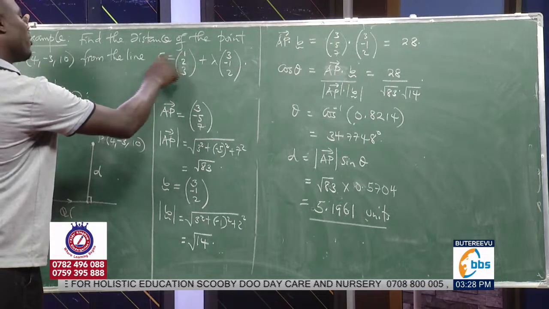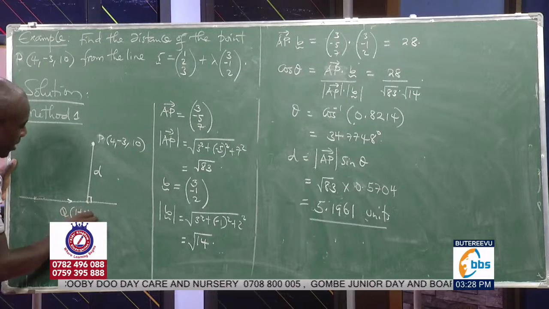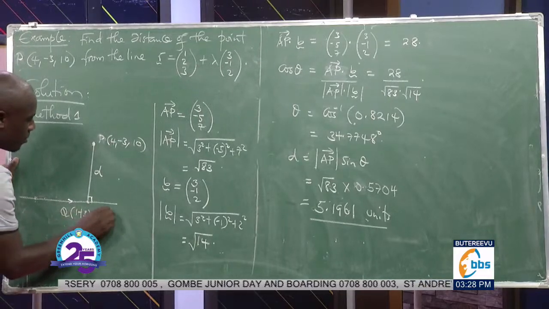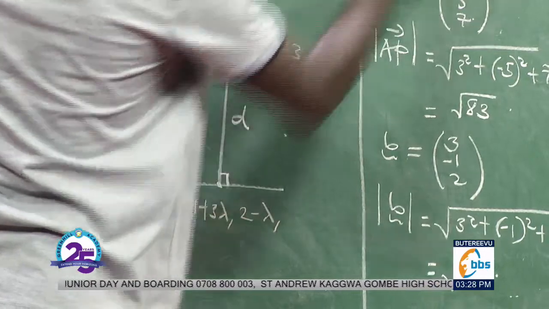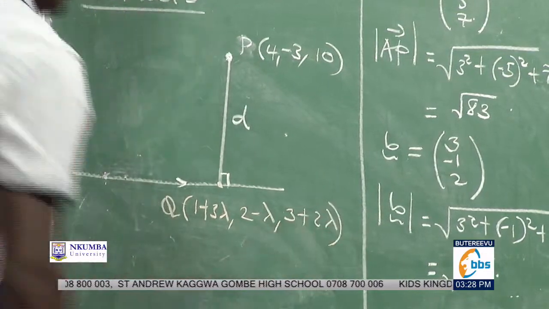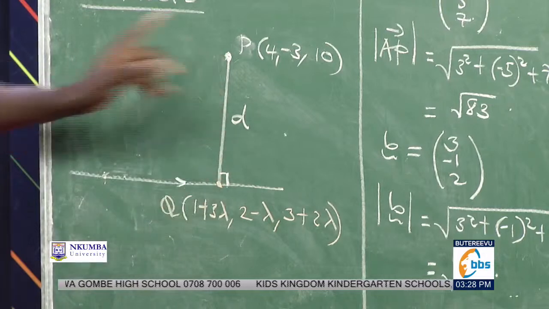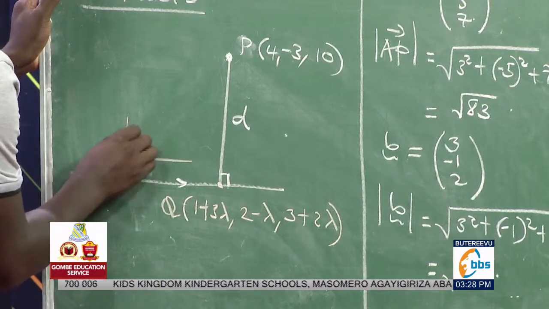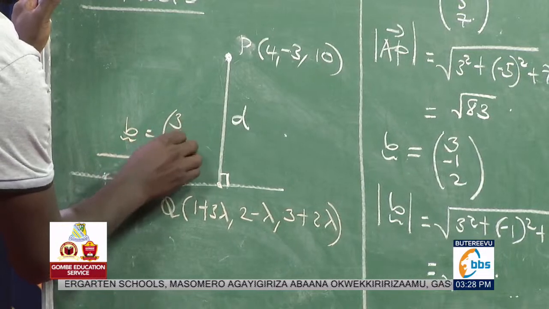That means the x-coordinate of Q must be in the form 1 plus 3 lambda. The y-coordinate must be in the form 2 minus lambda. And then the z-coordinate must be in the form 3 plus 2 lambda. And so we need to find the value of lambda at Q. We said Q is the projection of the point P on the line. And we are still going to use the direction of the line, which is the vector (3, -1, 2).